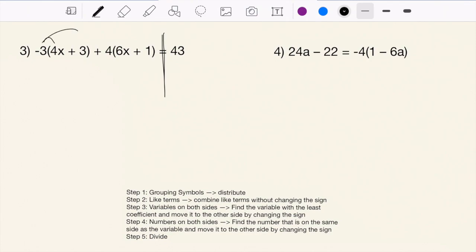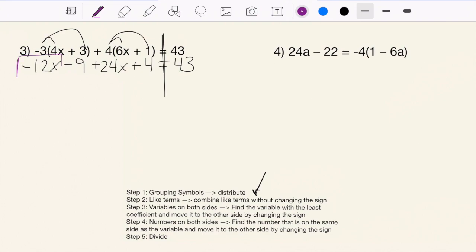So we start with our grouping symbols. So it's -12x minus 9 plus 24x plus 4 equals 43. I distributed that as well. So that's number 1. Number 2 is combining like terms.